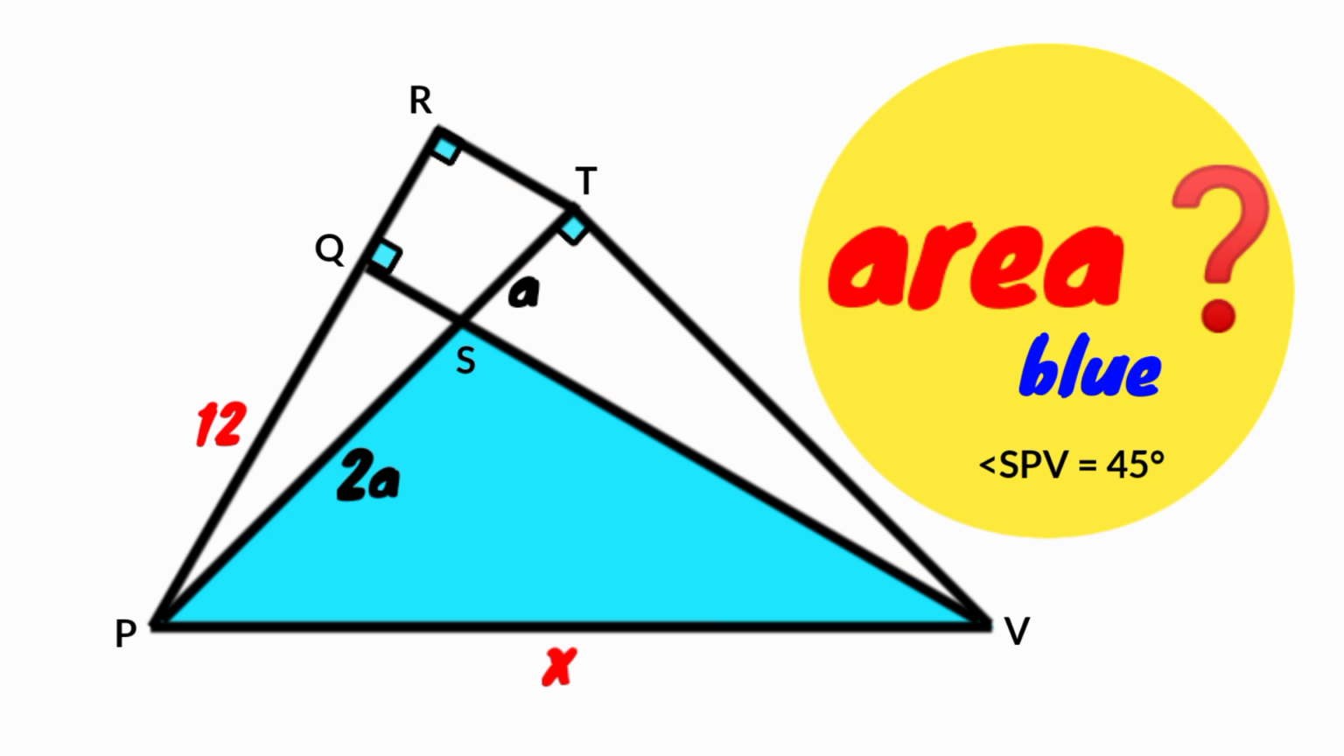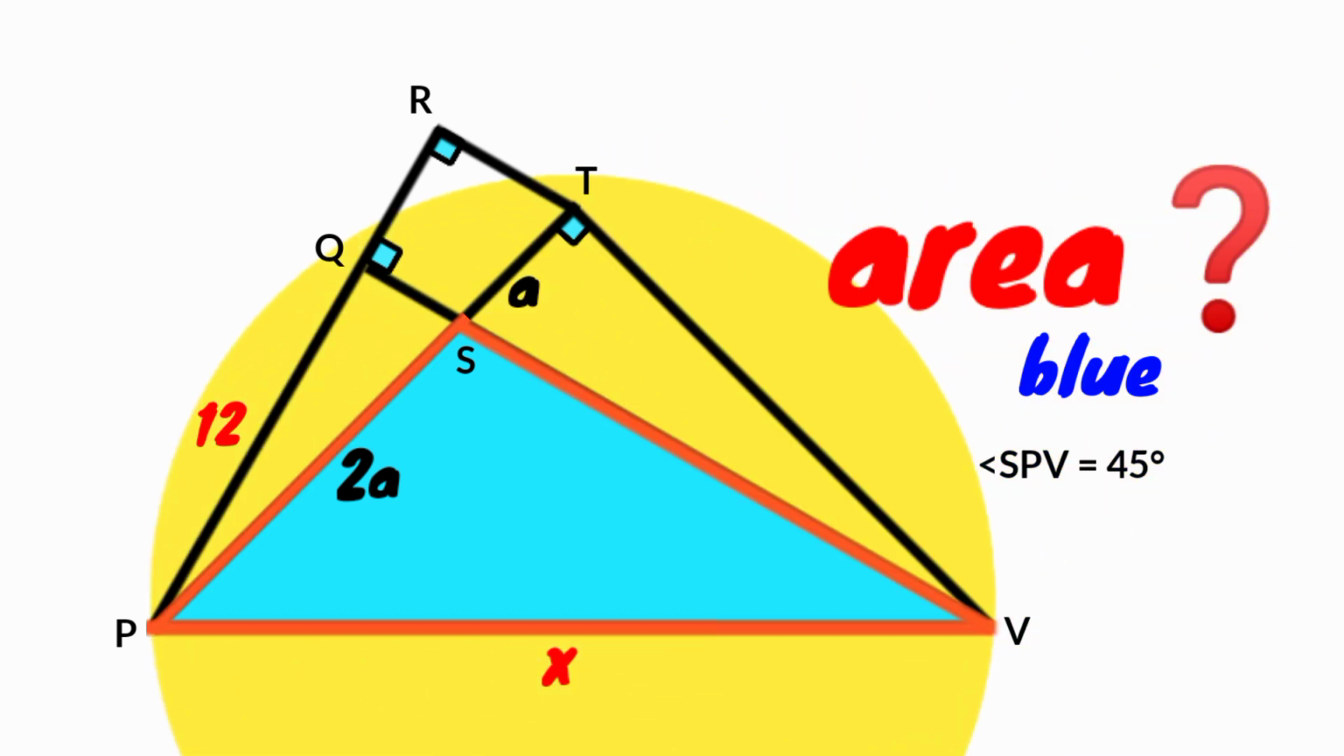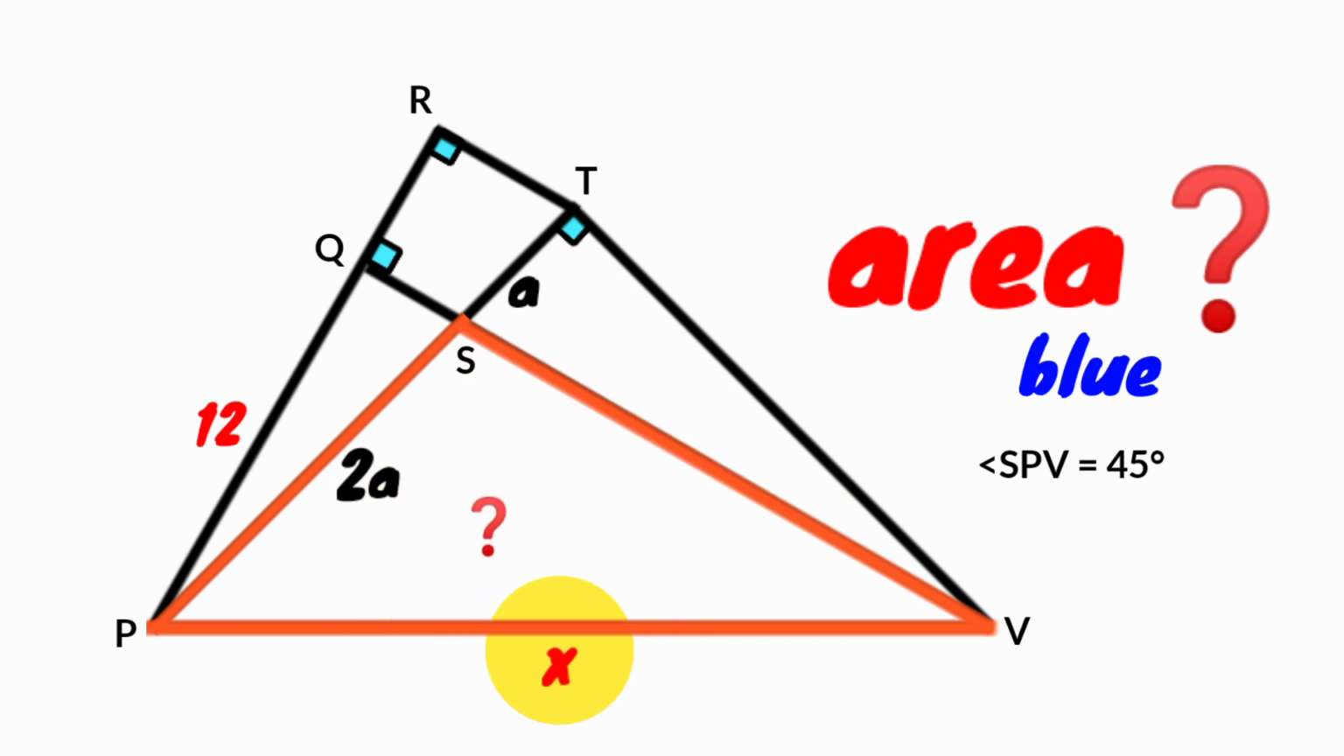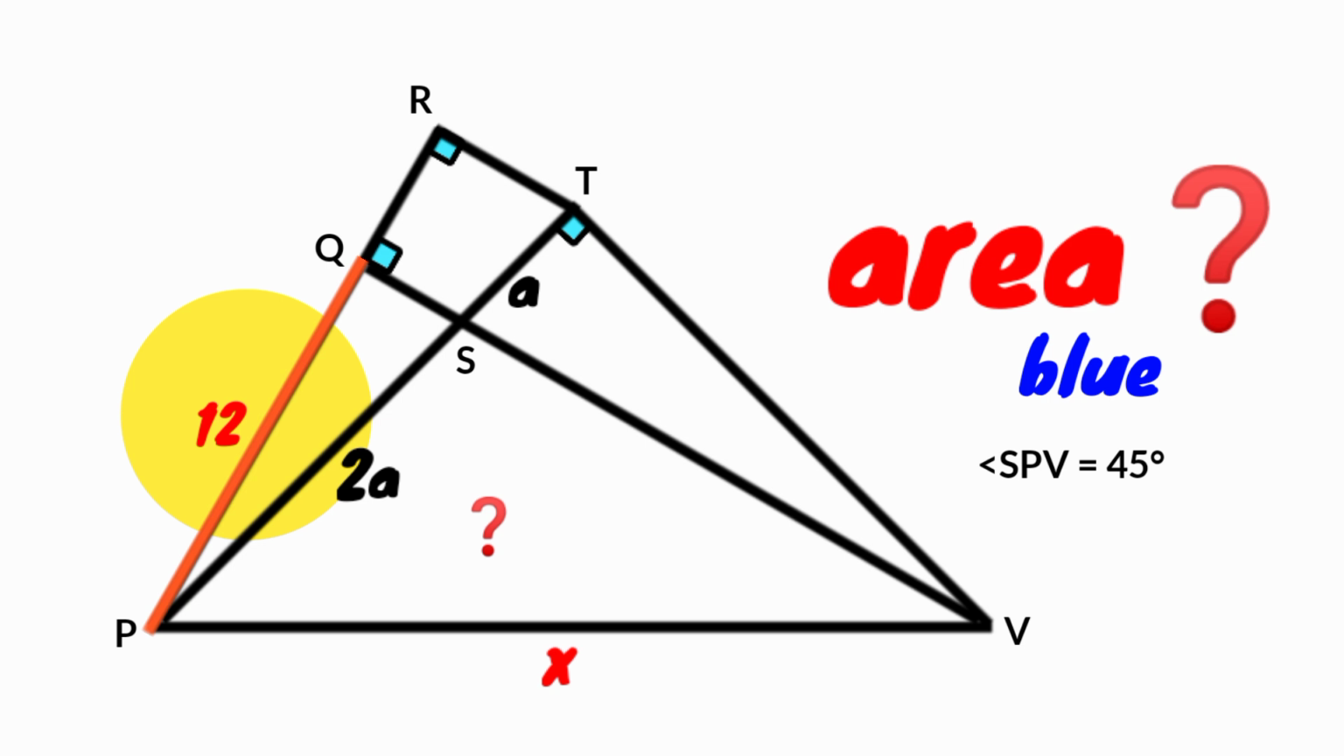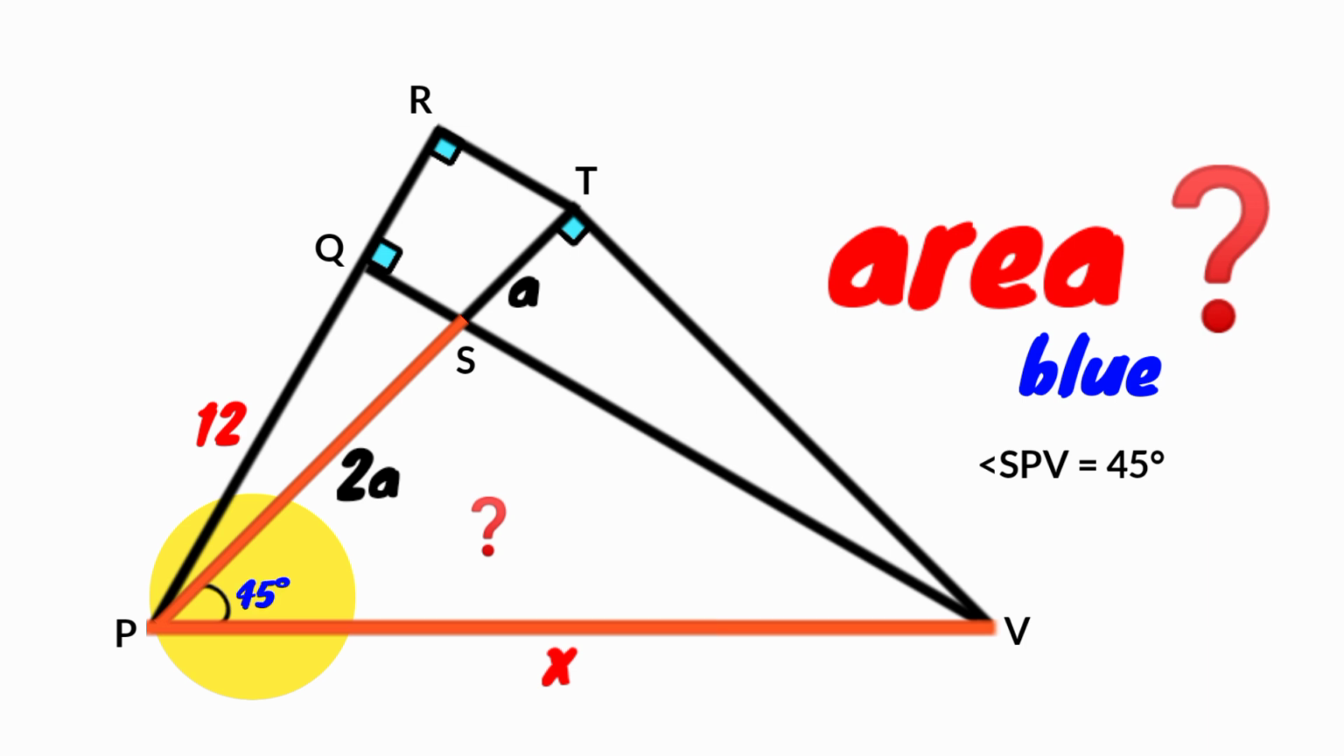We are asked to calculate the area in blue, that is this triangle PSV. We have the length of this side assumed to be x, that of this is 2a, and this line segment is a. We have side PQ to be of length 12 units. Here we observe 3 right angles, and from here angle SPV is 45 degrees. So this angle here is 45 degrees in size.